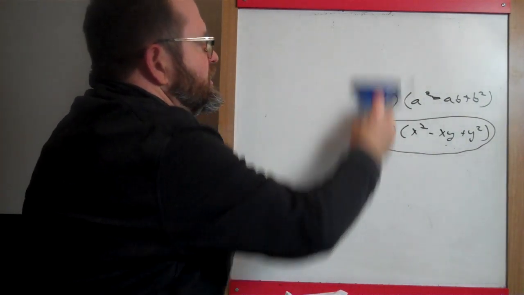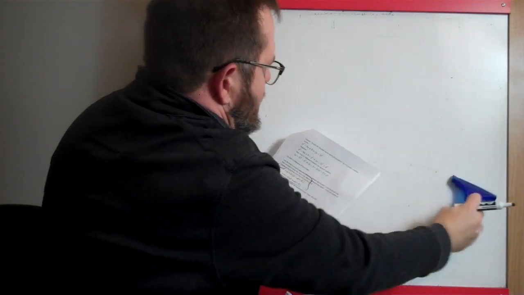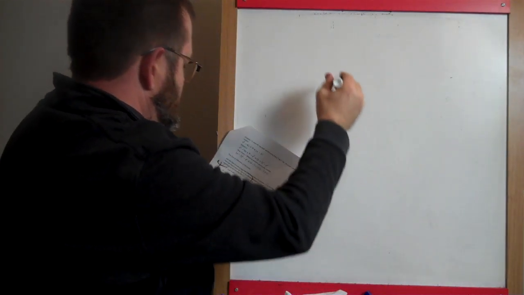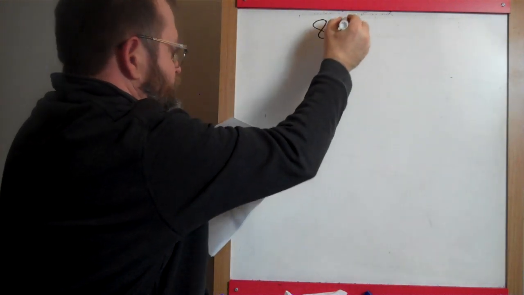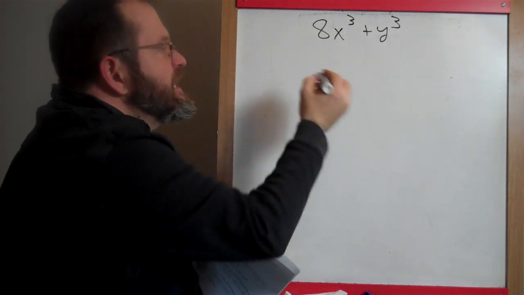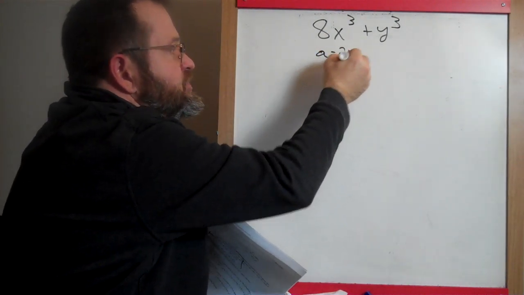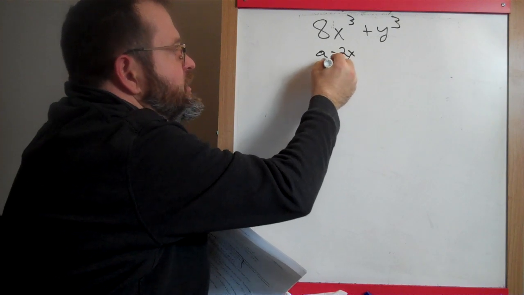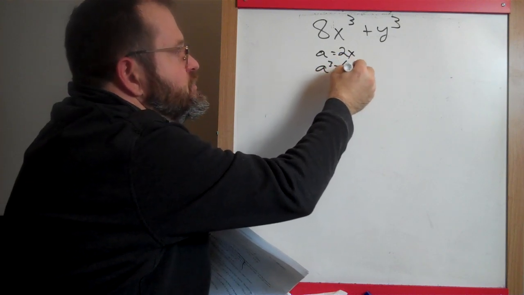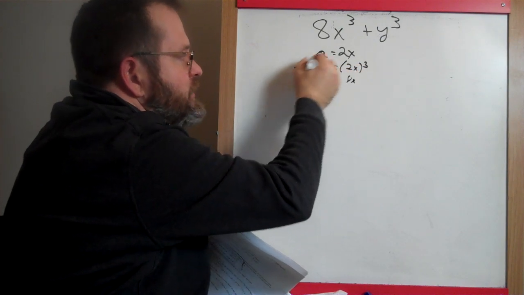I mean, look at these problems that we have down there at the bottom of the page right there. How about the next one? It says factor 8x cubed plus y cubed. All right, can we get this into that a form, where could this be written as, for example, 2x, then a cubed would be 2x cubed, which would be 8x cubed. So hey, this worked out. We got this one here.